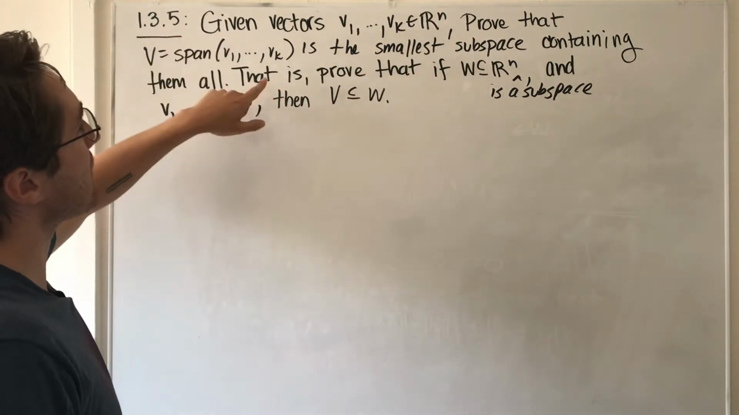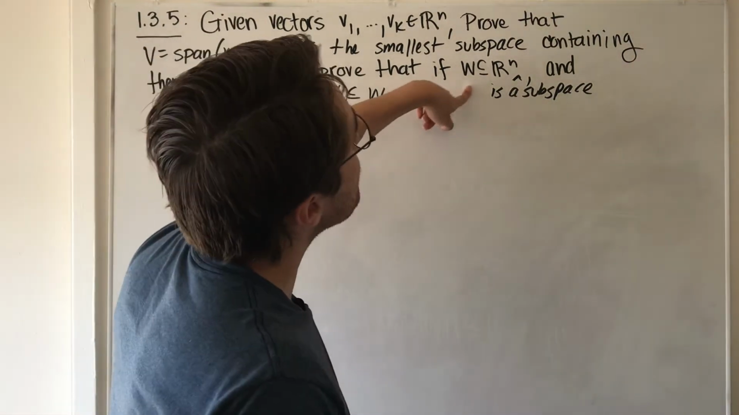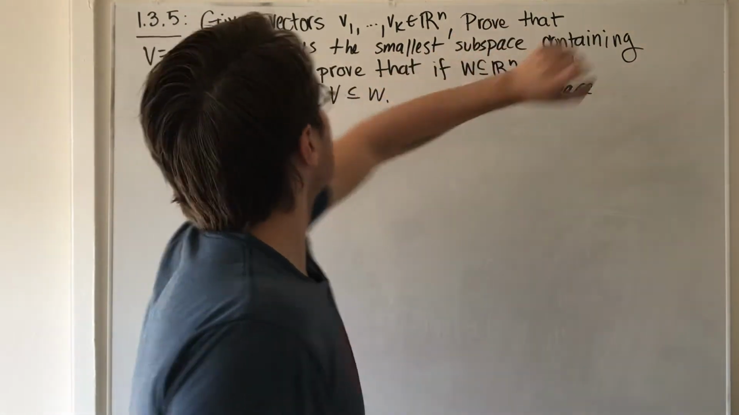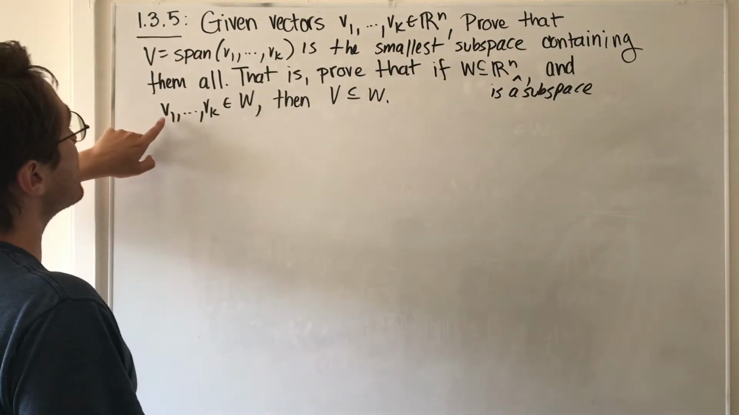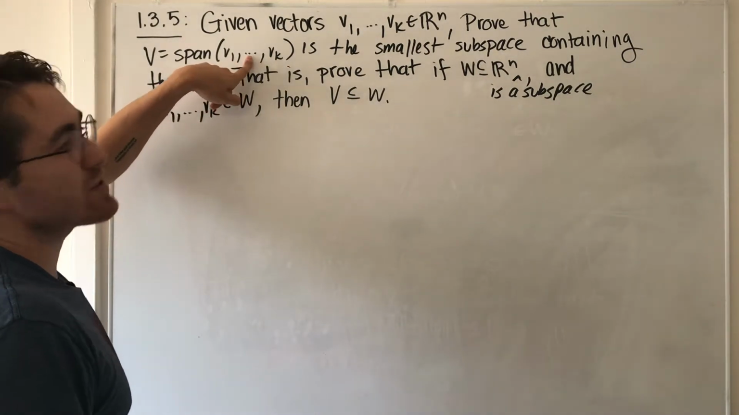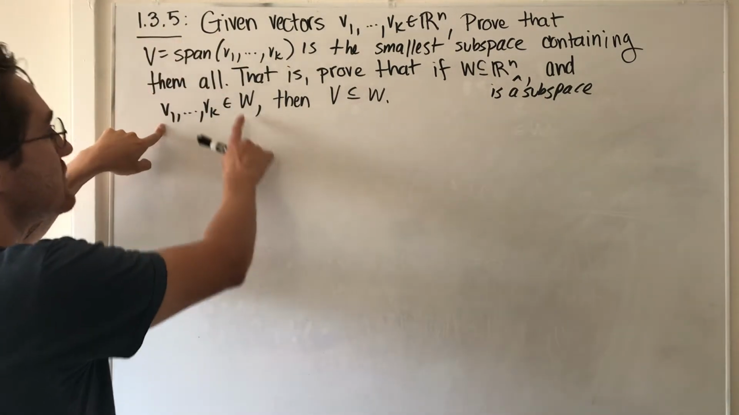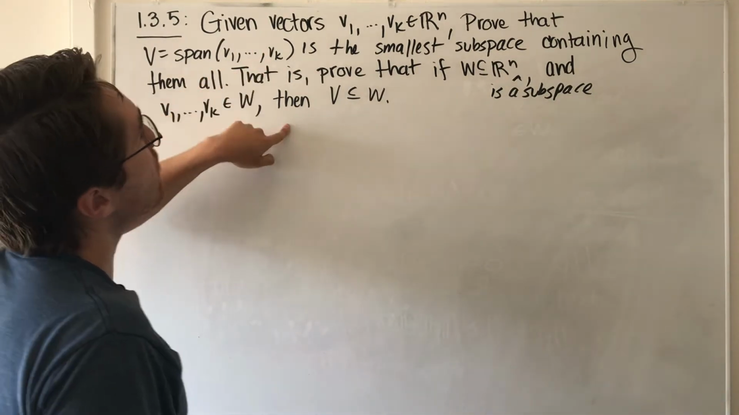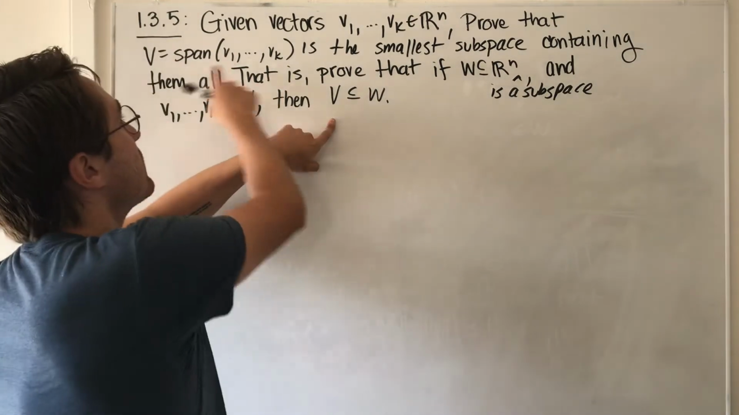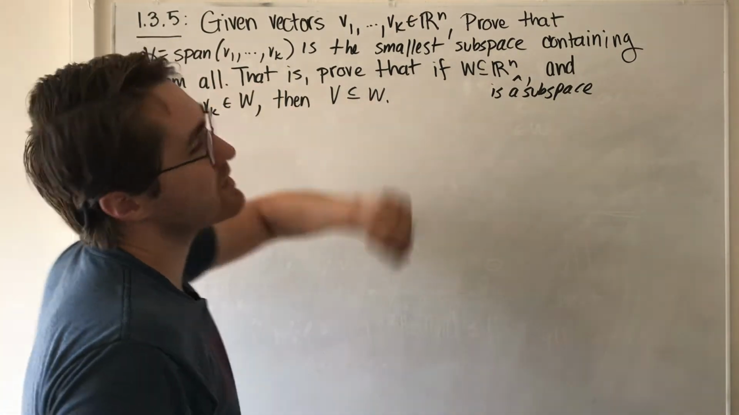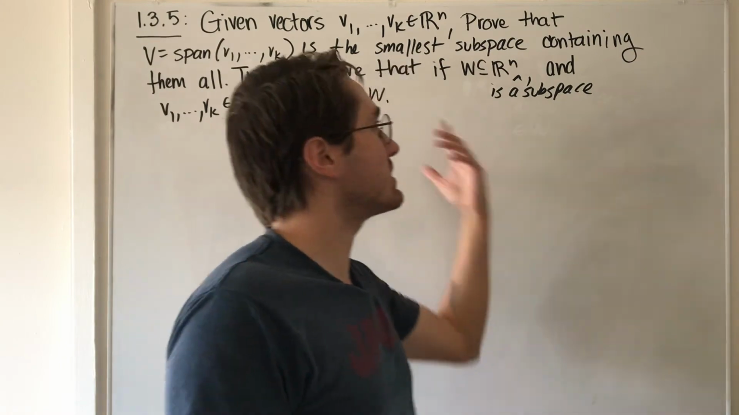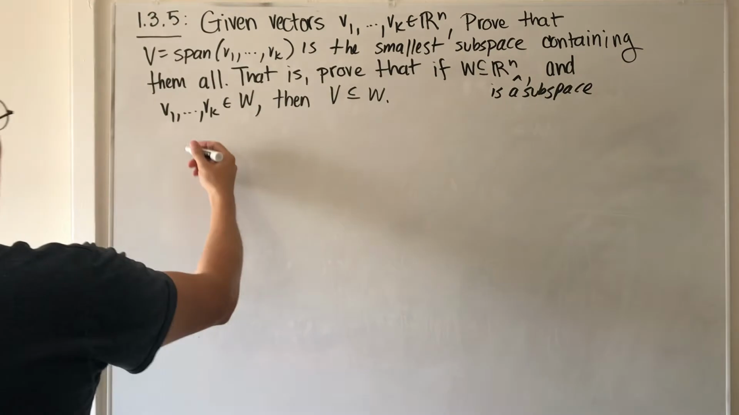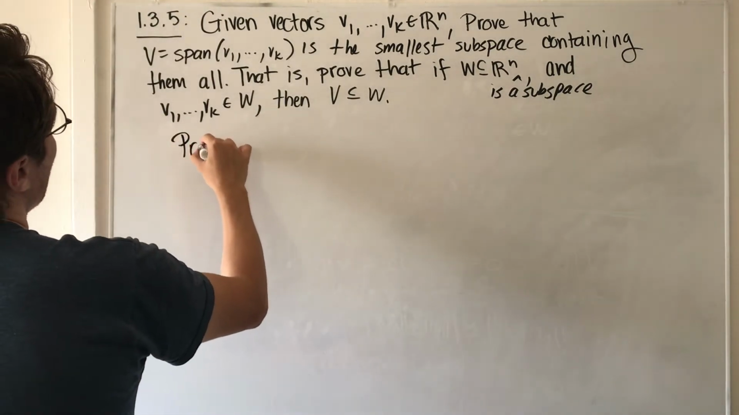So to clarify, that is, prove that if W is a subspace of Rn, just some subspace, and we also know that that subspace W contains each one of these vectors v1 through vk individually. So it contains v1, it contains v2, and all of those by themselves, right? Then we'll know that the span of those vectors V is a subset of W, but we already know it's a subspace, so a subspace of W. Okay? So how are we going to show that? All right, this one is going to be a nice little one-liner.